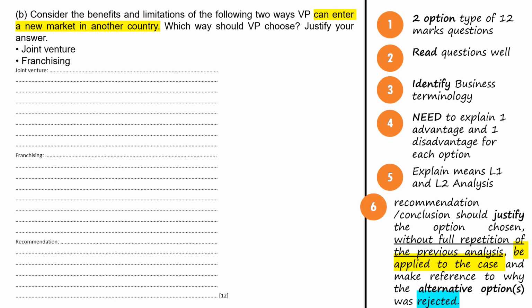Whereas for recommendation conclusion, you should justify the option chosen. The first one is I will choose either joint venture or franchising. You should justify the option. What is meant by justify? If you're choosing joint venture, you will have to say why joint venture. Okay, but without full repetition of the previous analysis. You can say joint venture on the advantage of the recommendation, but you don't copy what you already said above. Don't put the same thing again. Okay?